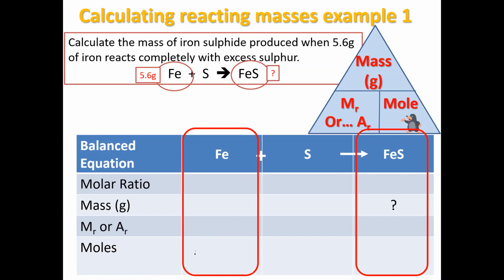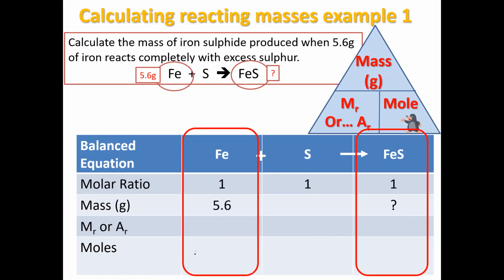So these are the 2 columns that you're actually interested in. You don't have to worry about this column because no data has been given in that column. And if you have the molar ratios, you really don't have to involve this column. So the first thing, you can see that 1 iron reacts with 1 sulfur to give you 1 iron sulfide molecule. So they're your molar ratios.